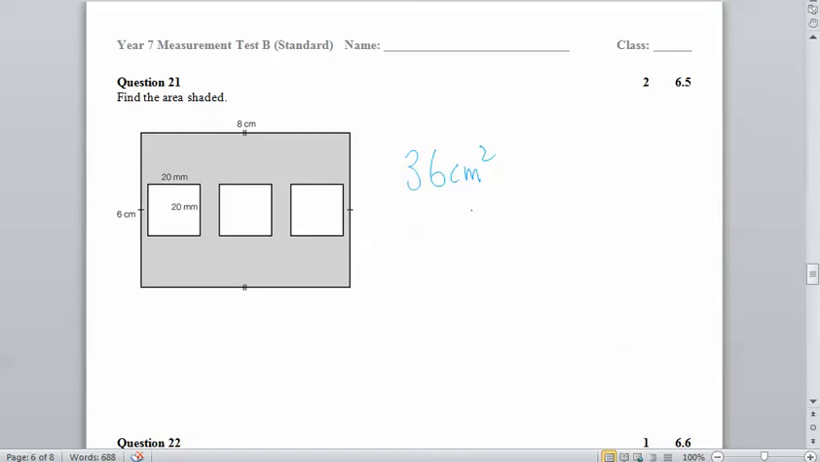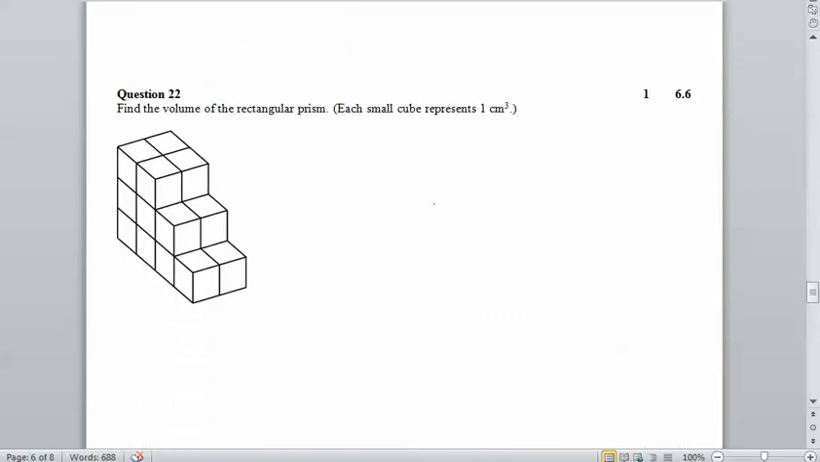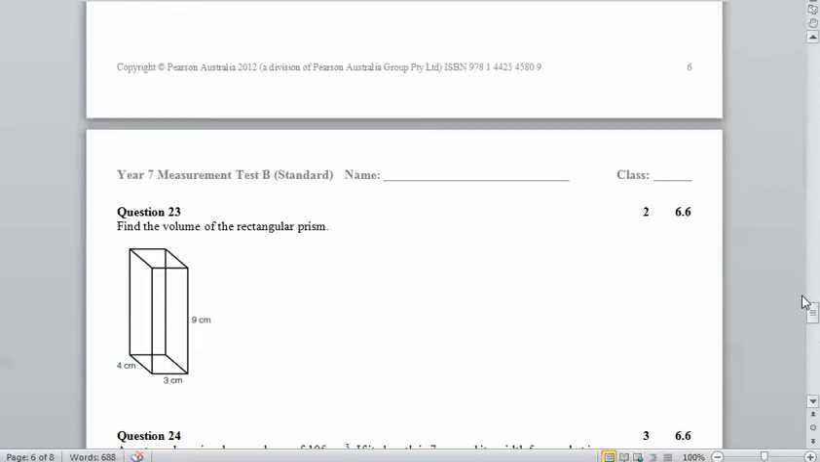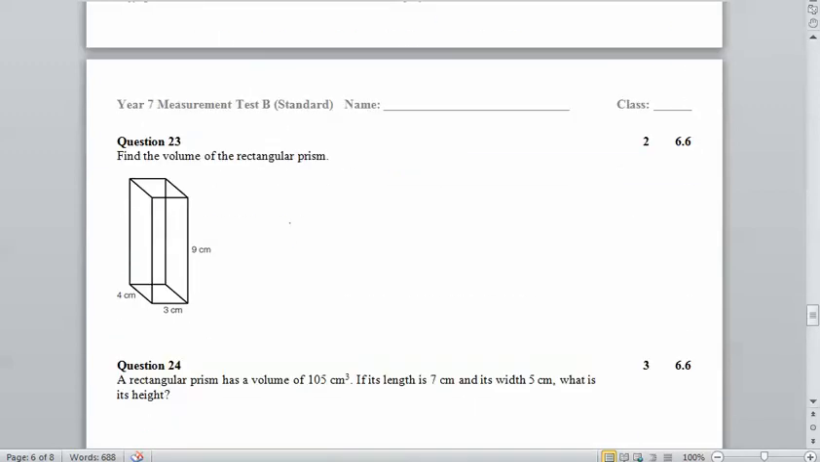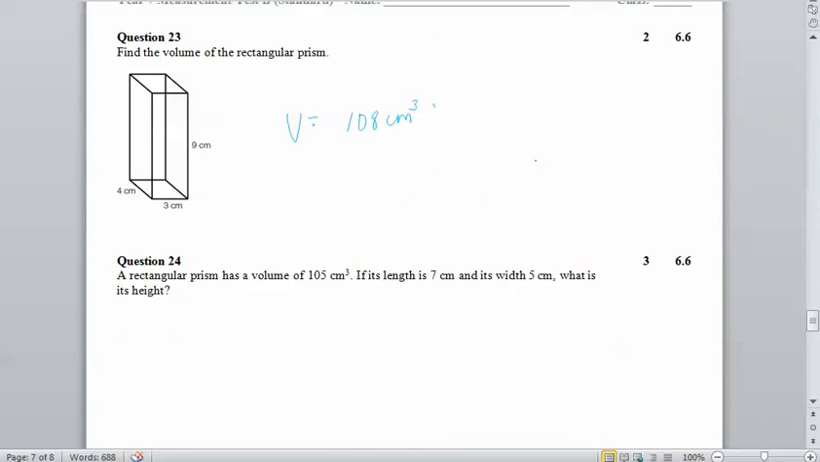And this one, well, we've got 8, 14, 18 centimetres cubed. Very good. 108 centimetres cubed. Alright? I'm going to stop there.